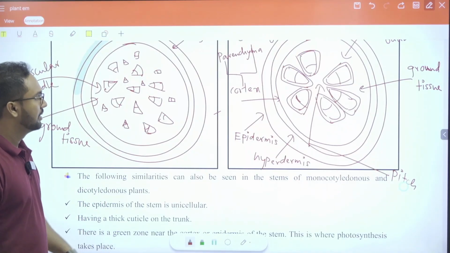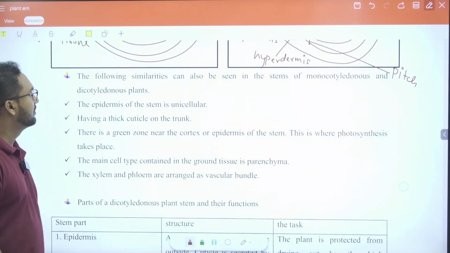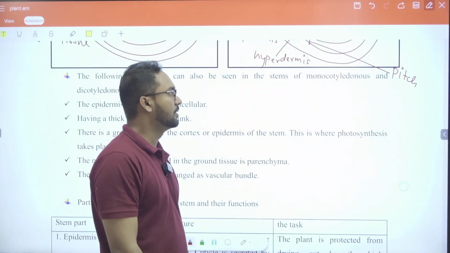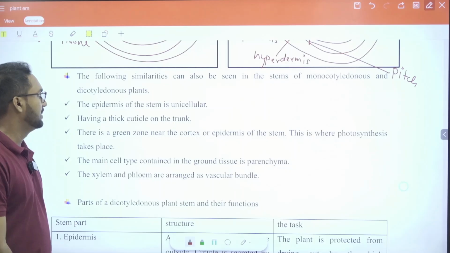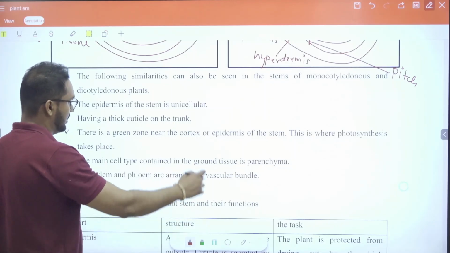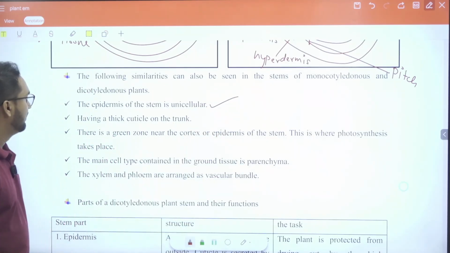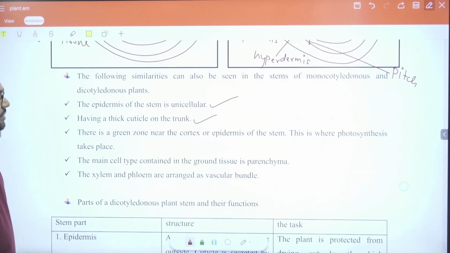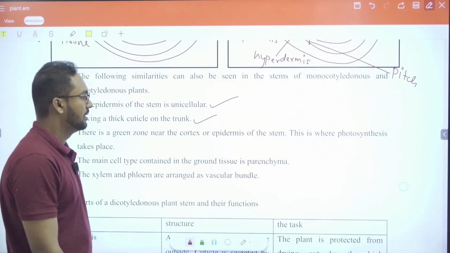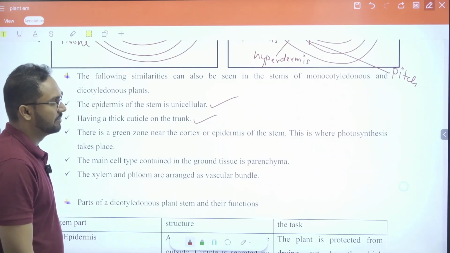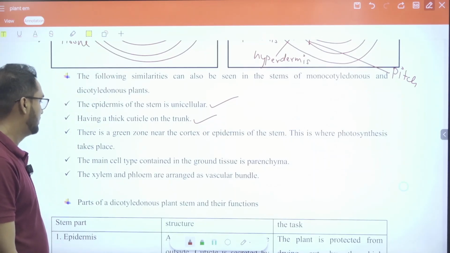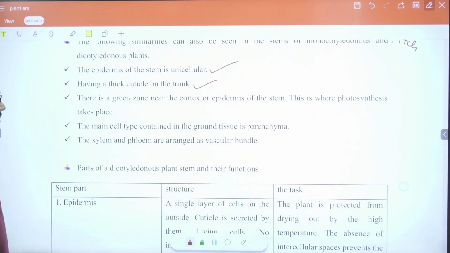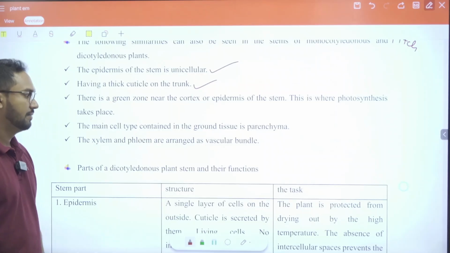The following similarities can also be seen in the stem of the monocotyledonous and dicotyledonous plants. The epidermis of the stem is unicellular, one cell layer. Having a thick cuticle on the trunk is common. There is a green zone near the cortex or epidermis of the stem, where photosynthesis takes place. The main cell type in the ground tissue is parenchyma. The xylem and the phloem are arranged as vascular bundles, so it's all the same.